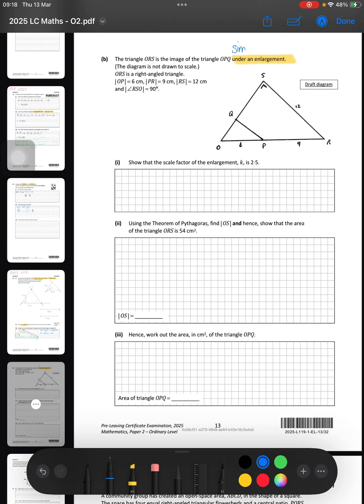So similar triangles, remember it's the same triangle, but one's bigger than the other. As soon as they've told us that, we are looking at similar triangles. All the angles in one are the same angles as the one in the other. It says ORS is a right angle triangle, and they have that filled in for us. So O to P is 6, P to R is 9 centimeters, OS is 12 centimeters, and then it tells us where the right angle is.